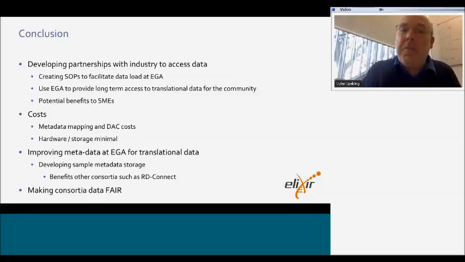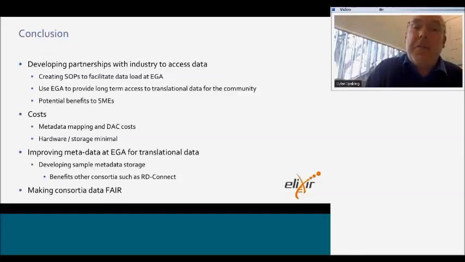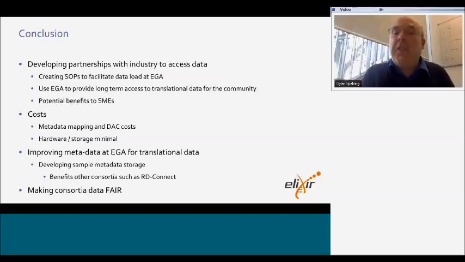We also need to improve the metadata in the EGA for translational data. You've seen how complex the sample data from IMI OncoTrack is. We need to be able to better model that so there's a clearer distinction between public and private attributes, and it's easier to interrogate these data. And this will also benefit other existing consortia, such as RD Connect and so on. But the most important thing here is that we're actually making all this consortia data findable, accessible, interoperable, and reusable, and it should remain so going forward, so we maximise the usage of this data and the scientific benefit that the collection of this data has.